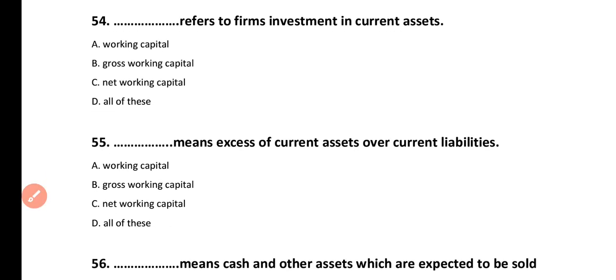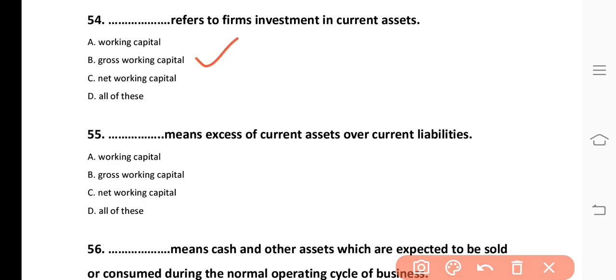MCQs number 54. Dash refers to firm's investment in current assets: working capital, gross working capital, net working capital, all of these. So the correct option is option B. Gross working capital refers to firm's investment in current assets.